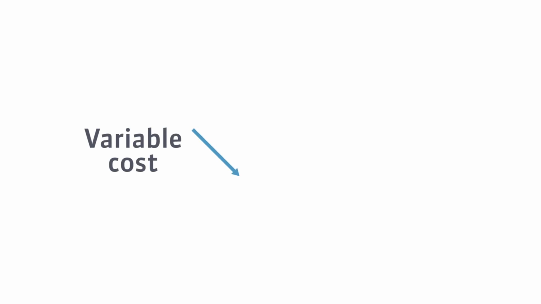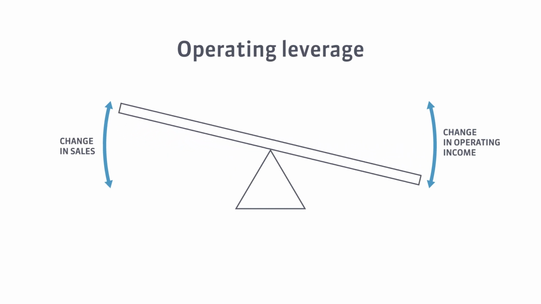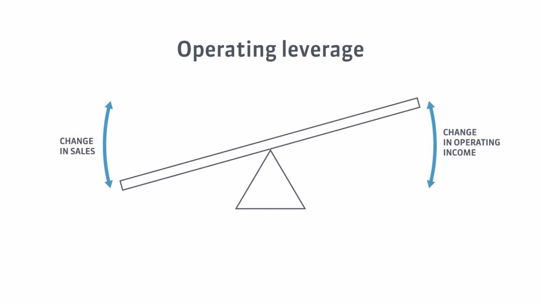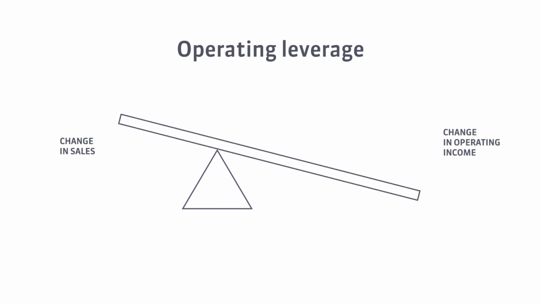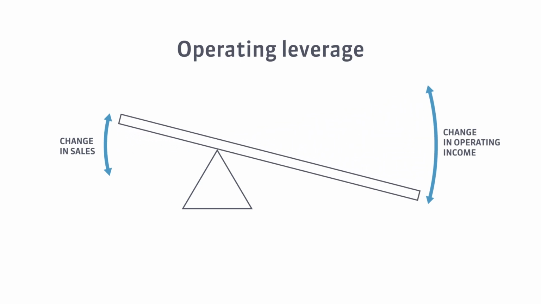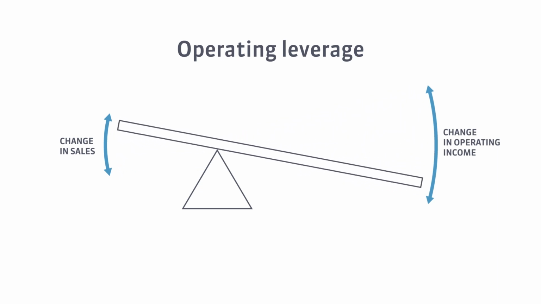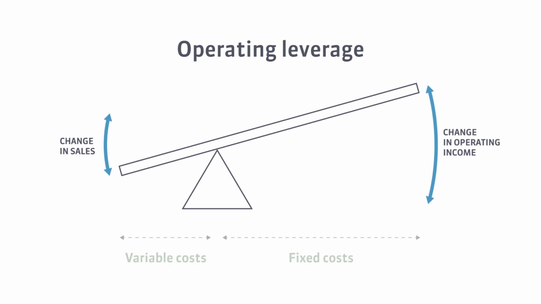As the variable cost decreases, the unit contribution margin increases, making the contribution of each unit sold much greater. In this case, fluctuations in sales have an increased effect on profitability. Do you see how small change in sales caused a big change in operating income? Fixed costs were used here as a leverage to increase operating income.